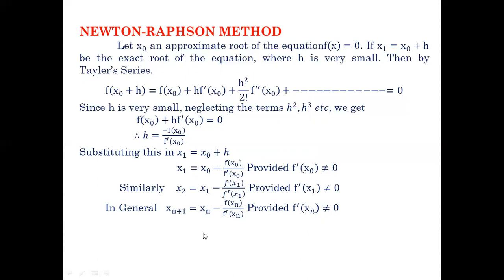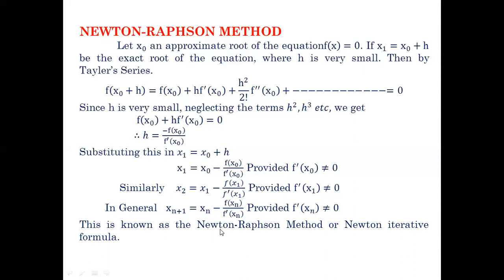In general, I can write xn plus 1 is equal to xn minus f of xn by f dash of xn, provided f dash of xn is not equal to 0. This is the general equation for the Newton-Raphson method, also called Newton's iterative method. This is known as the Newton-Raphson method or Newton's iterative formula, that is xn plus 1 is equal to xn minus f of xn by f dash of xn, provided f dash of xn is not equal to 0.